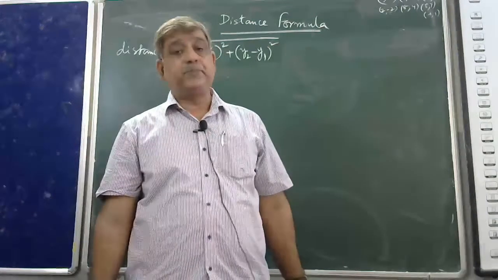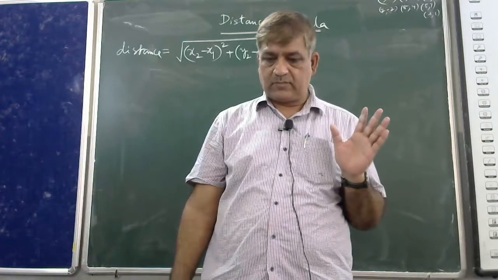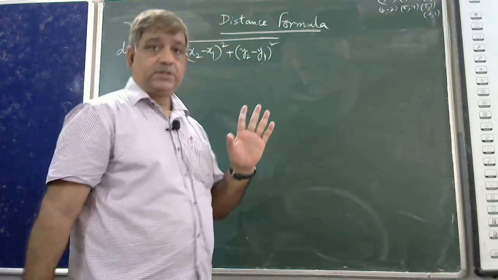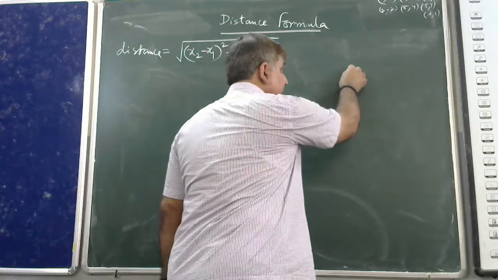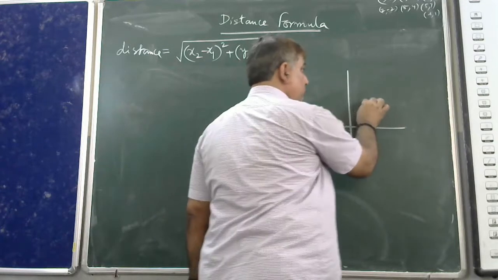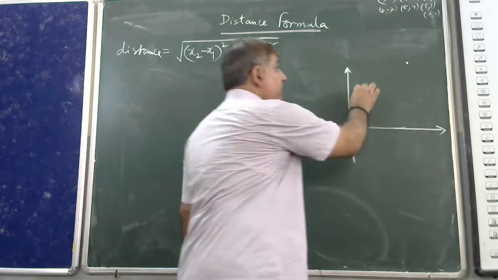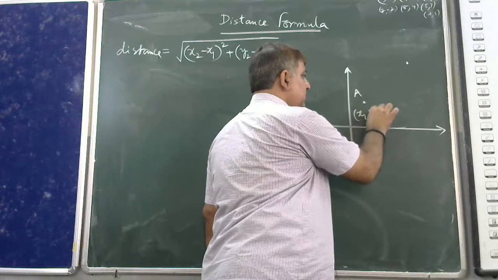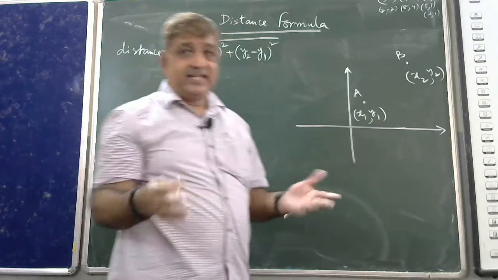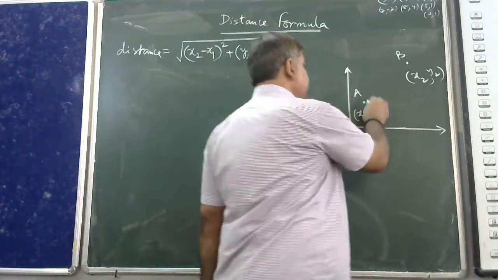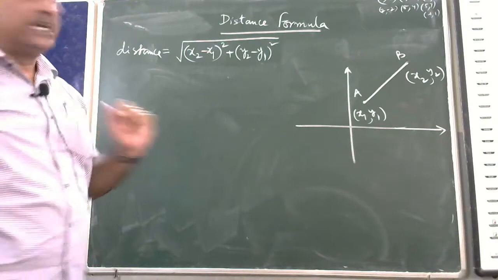Boys, in the previous class we discussed the distance formula and proved this formula, taking the two axes, x and y axis, and choosing two points anywhere in the given plane. We took this point as A, that is (x1, y1), and this point as B, that is (x2, y2), and to calculate the distance between these two points, we proved that the length AB will be given by this formula.